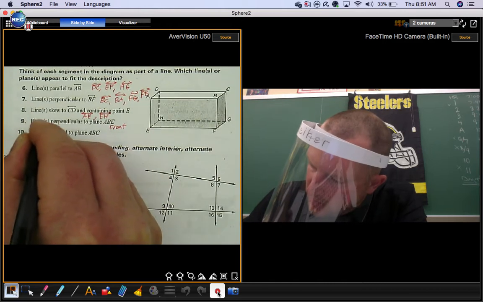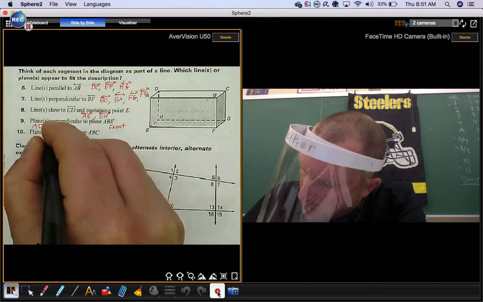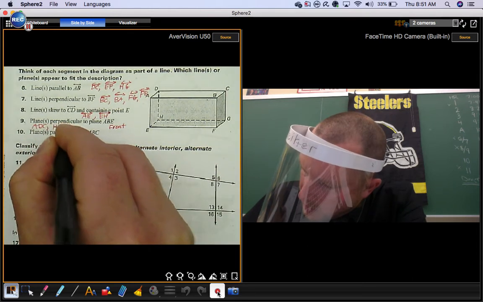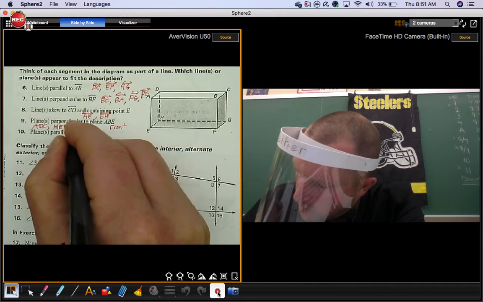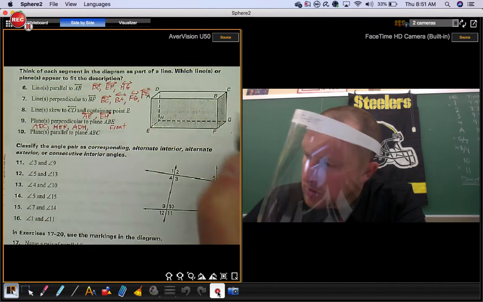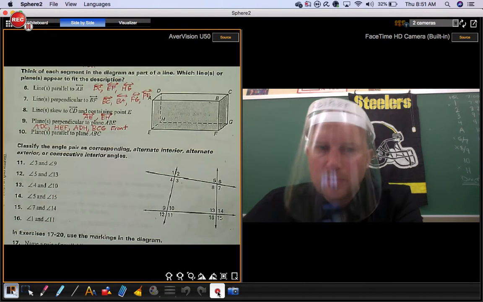We'll just call that plane ADC. Then we'll name the floor. Call it plane HEF. Left wall, ADH, right wall, plane BCG.